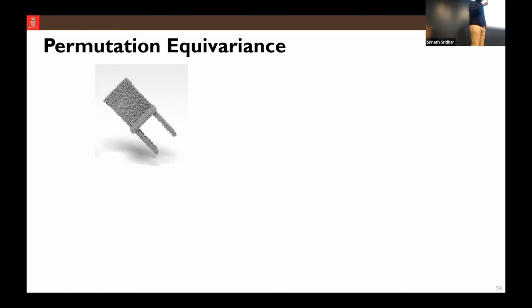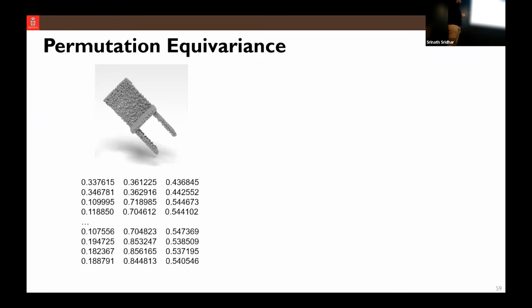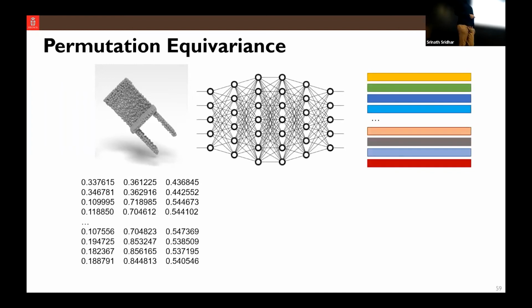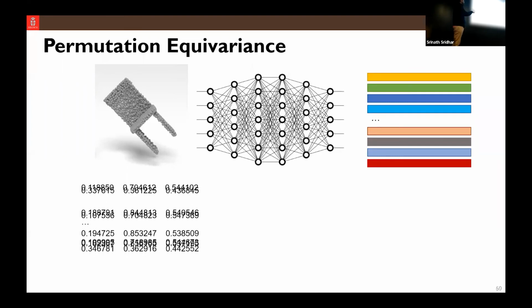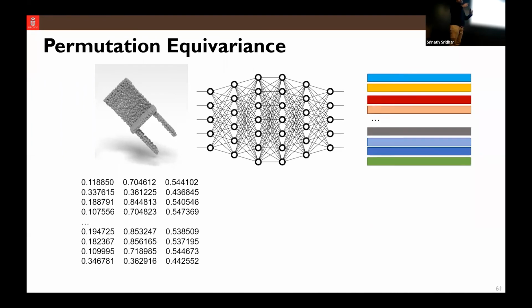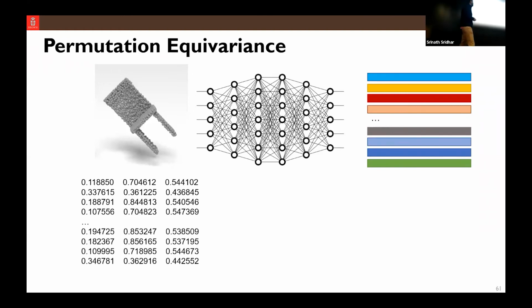So the first ingredient that we need is this notion of permutation equivariance. Many of you are probably familiar with it. So we have a bunch of points over here. If we shuffle, and we have a neural network that extracts some kind of features or some kind of processing of this point cloud, if we shuffle the input ordering of the points in the point cloud, we want the output features to be shuffled at the same time. So this is the notion of permutation equivariance.